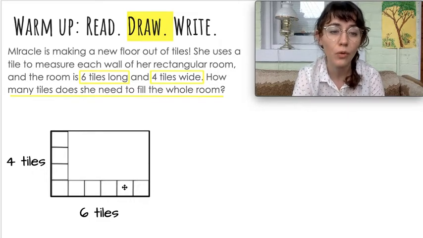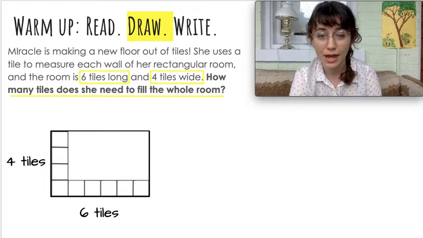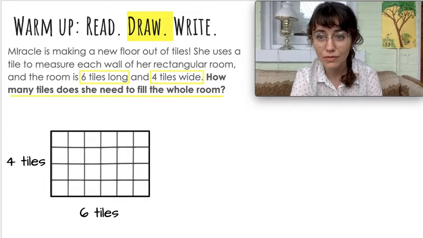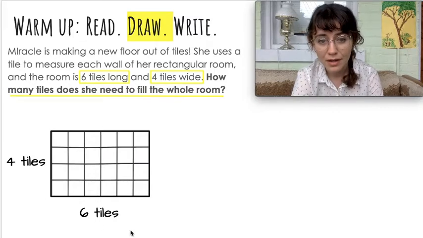We want to fill up the whole room. So I went ahead and filled in the whole room with tiles just like this. So now I want you to fill in your rectangle just like this. And double check that one side has 4, and then the other side we're going by 6 tiles, okay?